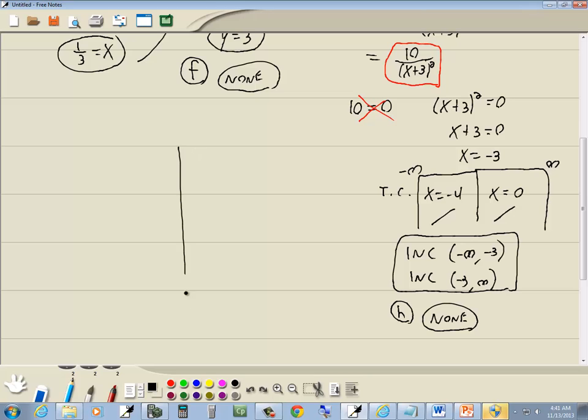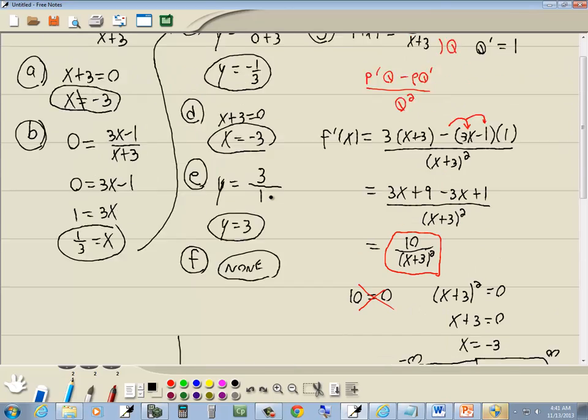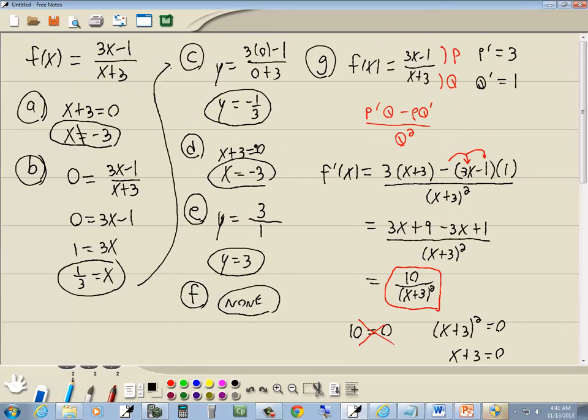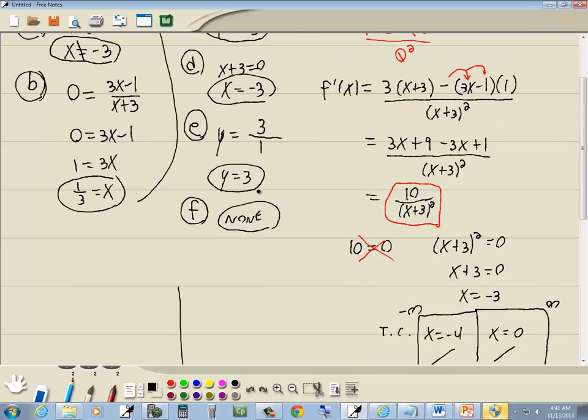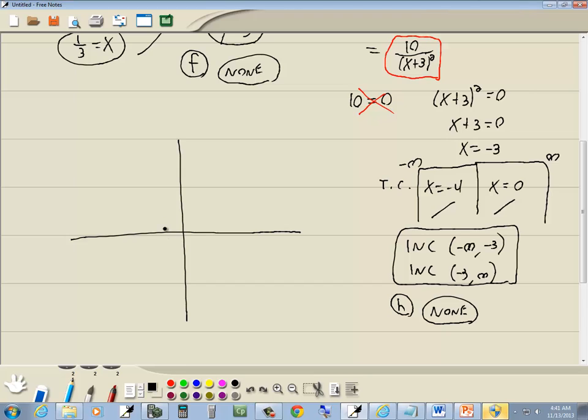Well, now we're ready to graph it. Let's see what we said. Should label these, I guess. This is our vertical asymptote. Vertical asymptote at negative 3. It said we had a horizontal asymptote at 3, like that.